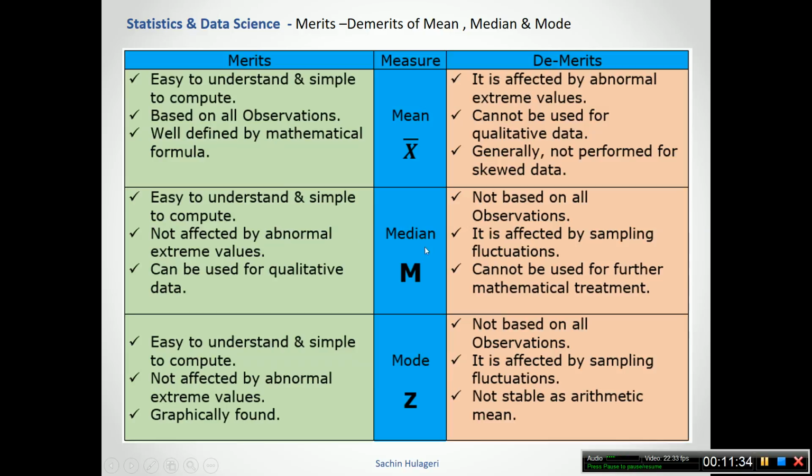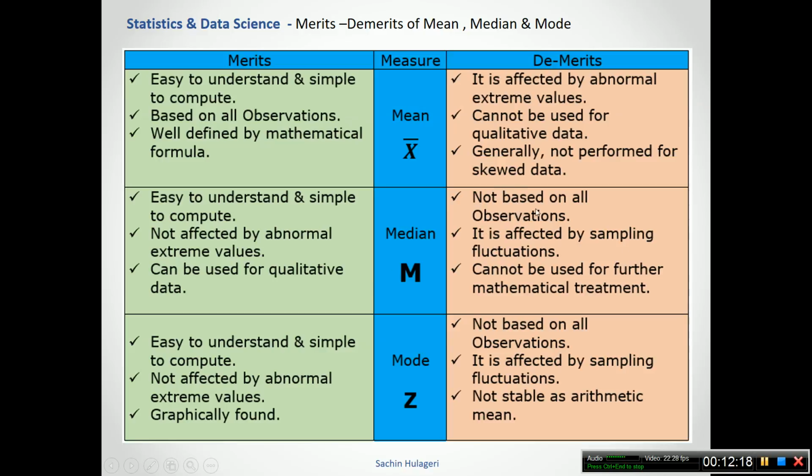So let's see the median. It is easy to understand and simple to compute. Median is the middlemost value of the data, so it is easy to compute as well as easy to understand. It is not affected by abnormal extreme values, because we sort the data and it will not be affected by any observations. It can be used for qualitative data. For example, in a survey, the responses will be like very bad, average, good, very good. And here good is the middlemost, the median value, because it's easy to represent in qualitative data also. There are some demerits of the median.